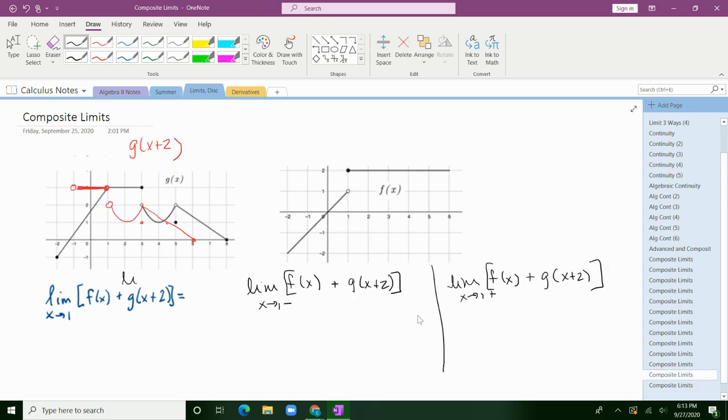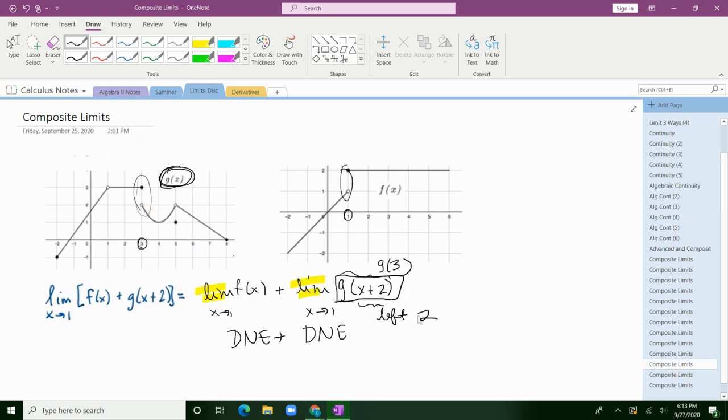If you tried to do the limit as x approaches 1 of g of x plus 2, I went ahead and drew g of x plus 2. I just shifted everything to the left 2 units. Now if I do a limit as x approaches 1, you can clearly see the jump discontinuity there. So this limit does not exist.